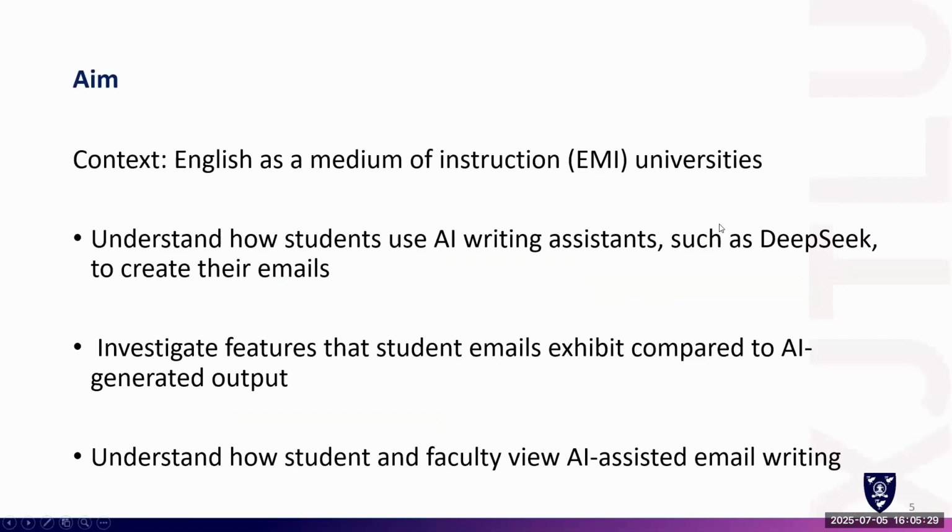The aim of this project is to understand how students use AI, such as DeepSeek or ChatGPT, to create their emails when they communicate with faculty members in the university. We also want to investigate the features that student emails exhibit compared to AI-generated output. Lastly, we want to understand how students and the faculty who receive their emails perceive self-written emails and AI-assisted emails.